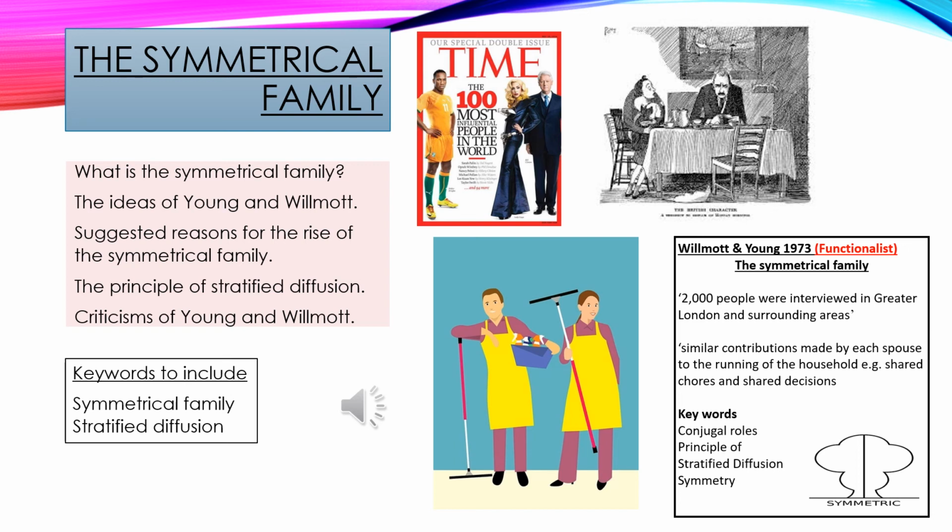Stratified diffusion is the other key idea, and it sounds very complicated, but essentially it's the influence of the upper class. I alluded to this earlier, but what do celebrities, what do powerful people do in their households, in their family types, which may influence other people, either through the media, through trends, through changing norms and values, and a trickle-down effect, if you like.